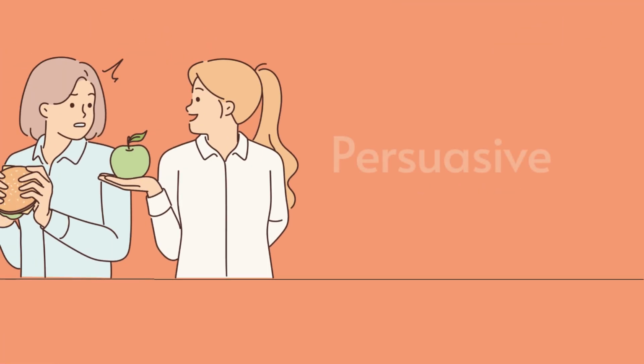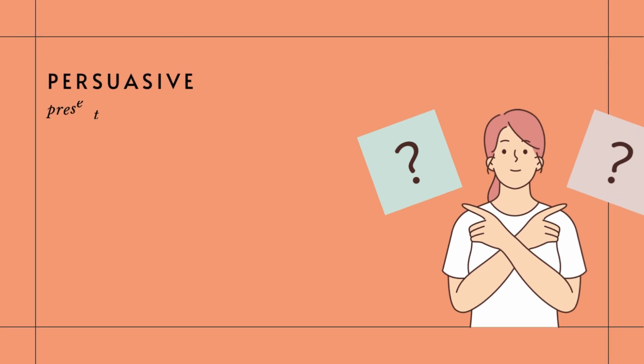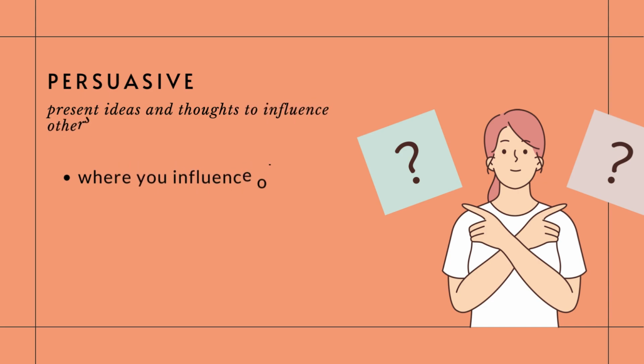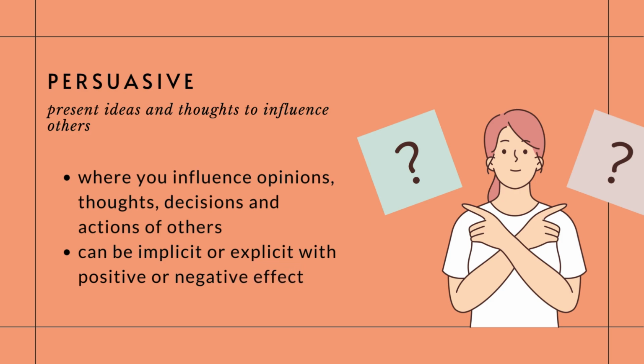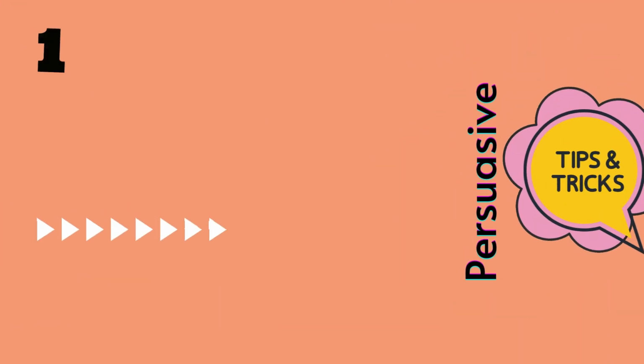If you want to persuade your audience to try or to stop doing something, go for a persuasive presentation. Usually employed by politicians, salespersons and activists, a persuasive presentation and or speech aims to influence the decision of their audience. It could be done implicitly or explicitly with positive or negative effect.